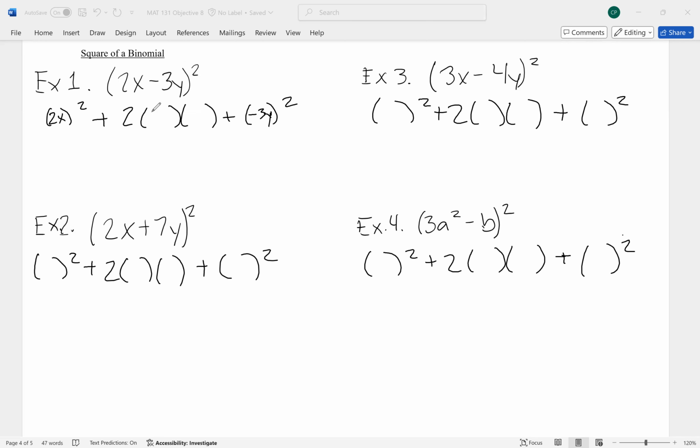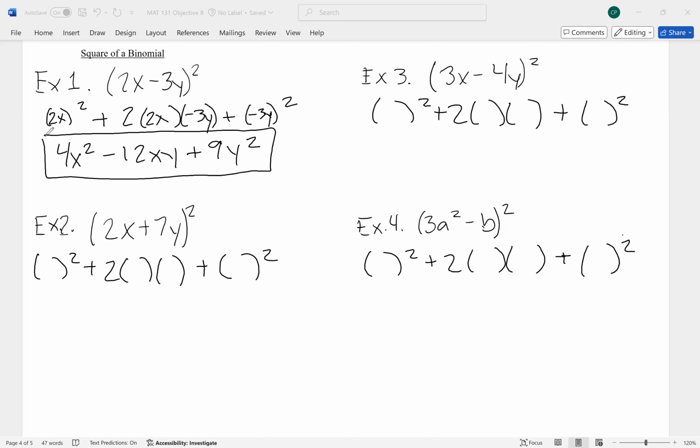And then we put the two terms in the middle, okay? So when we multiply this out, the 2x squared is going to be 4x squared. This middle, the 2 times 2x times negative 3y is going to be negative 12xy. And then the negative 3y squared is going to be positive 9y squared. And that's going to be the final answer, okay?